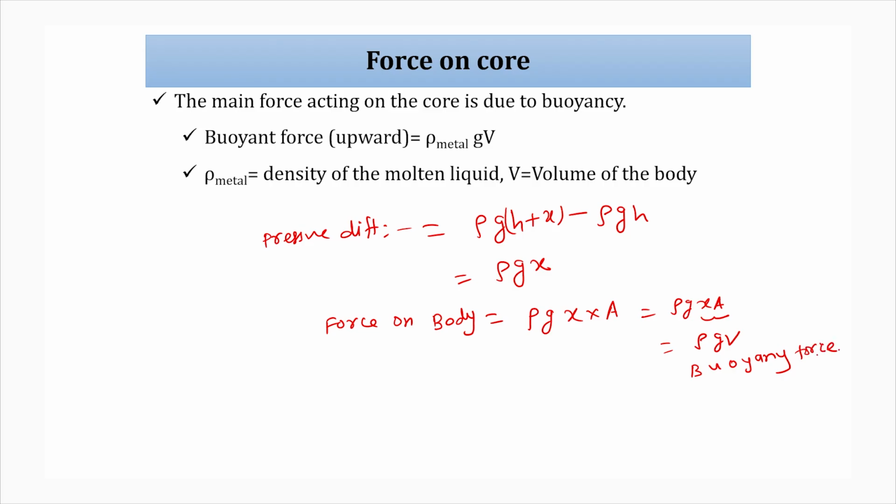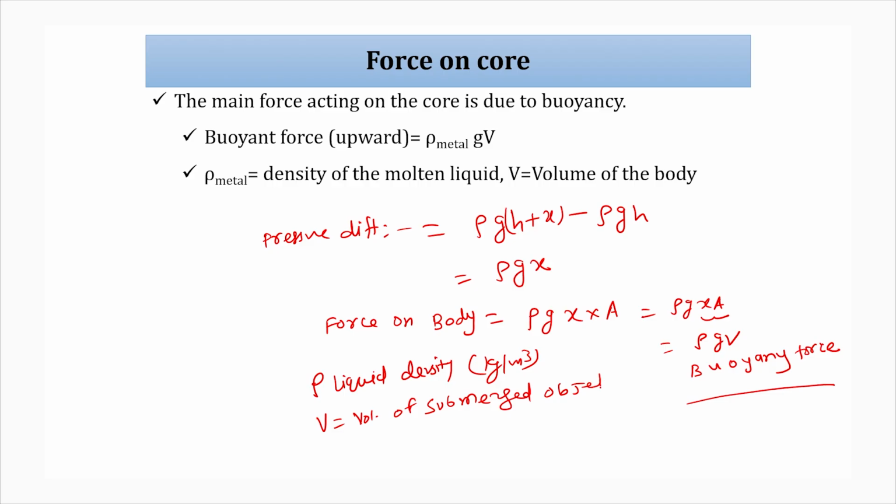If any object is submerged into a liquid, what will it experience? It experiences a buoyancy force. The value will be rho g V, where rho is the liquid density in kg per meter cube, V is the volume of the submerged object, and g is 9.8 meter per second square.